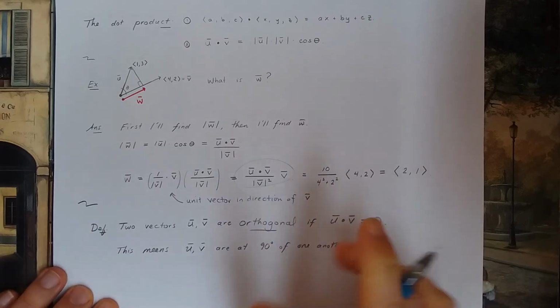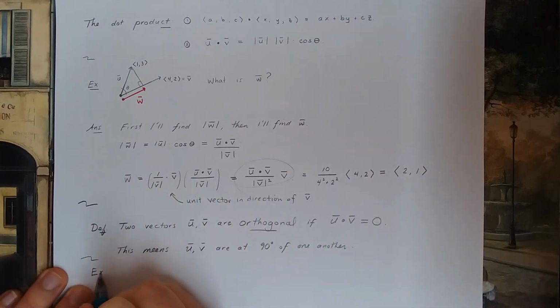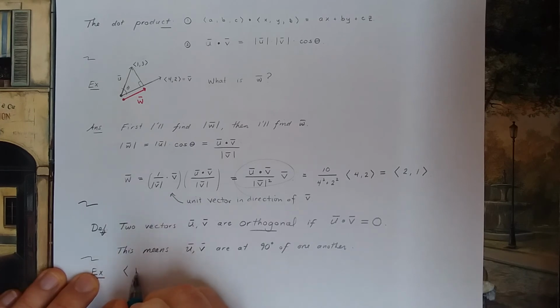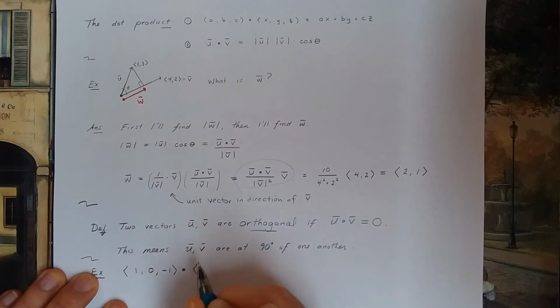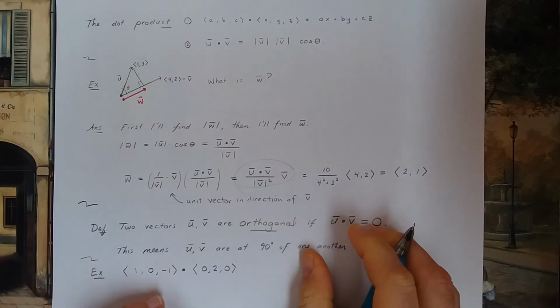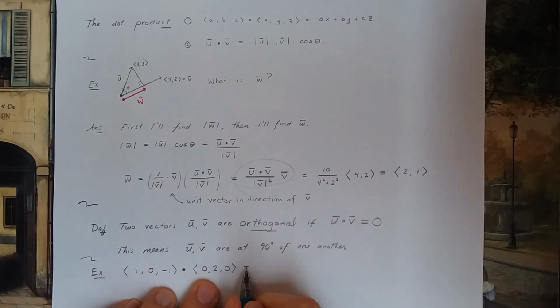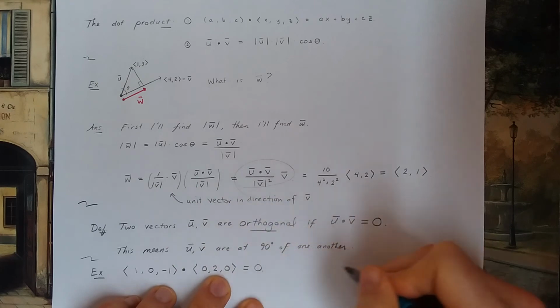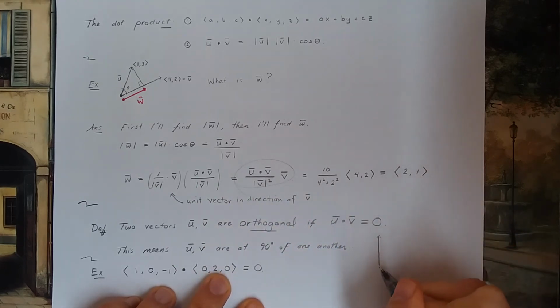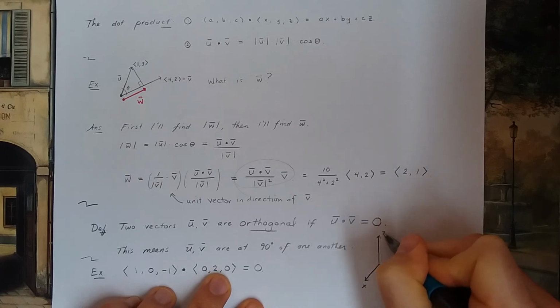Let's finish with an example of two orthogonal vectors. So if I do 1, 0, -1, dotted with 0, 2, 0, then these two vectors are at 90-degree angles of one another. I take their dot product and I get 0 plus 0 plus 0, the number 0. Let's try to plot these two vectors in R3 just to get an idea of what's going on. So here's my three-dimensional axis system. There's x, there's y, there's z.